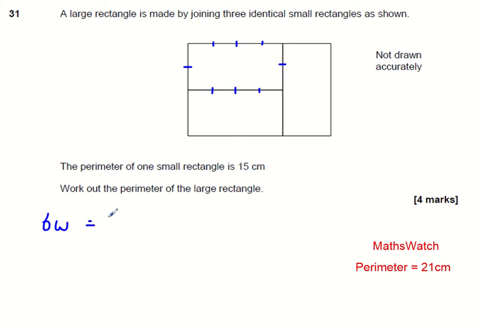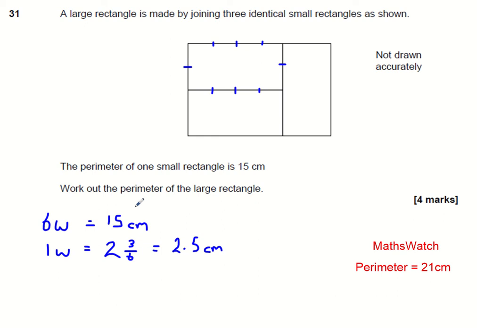So 6 widths is 15 centimeters, and so we can work out what one width is by dividing by 6. 15 divided by 6, how many 6s are in 15? Well, 2 6s is 12, which means we've got 3 that still needs to be divided by 6, and 3/6 is the same as a half, so that's actually 2.5 centimeters is one width.